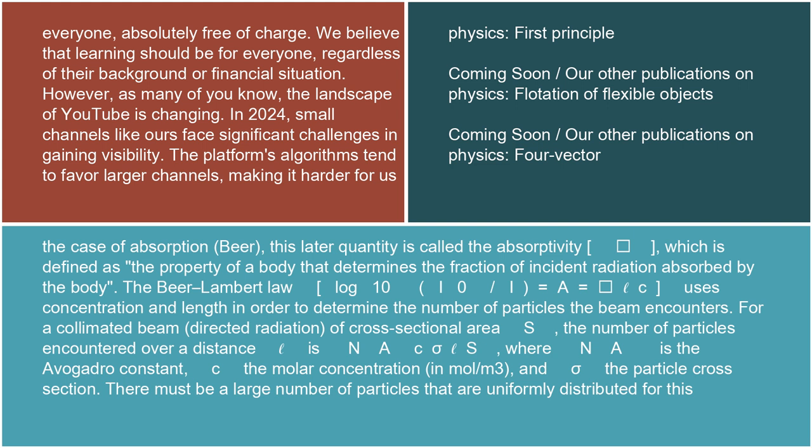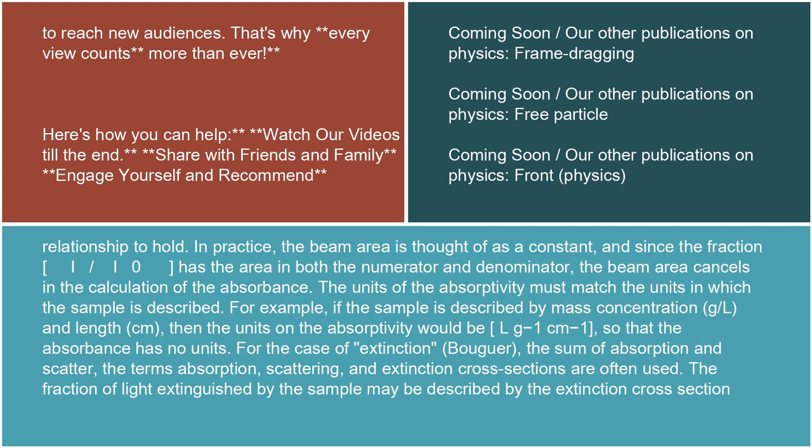There must be a large number of particles that are uniformly distributed for this relationship to hold. In practice, the beam area is thought of as a constant, and since the fraction I/I0 has the area in both the numerator and denominator, the beam area cancels in the calculation of the absorbance. The units of the absorptivity must match the units in which the sample is described. For example, if the sample is described by mass concentration, g/L, and length, cm, then the units on the absorptivity would be L g^-1 cm^-1, so that the absorbance has no units.